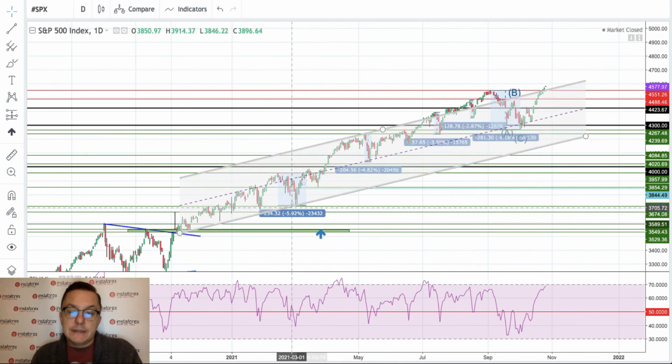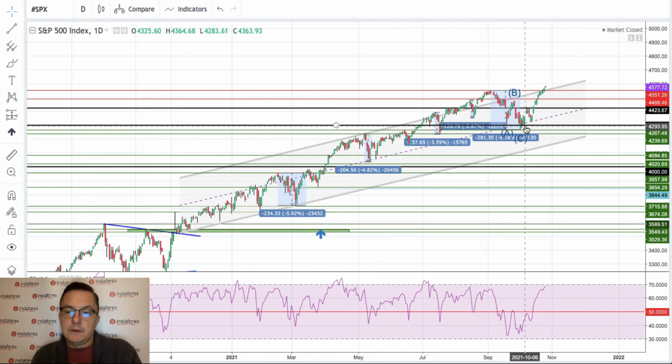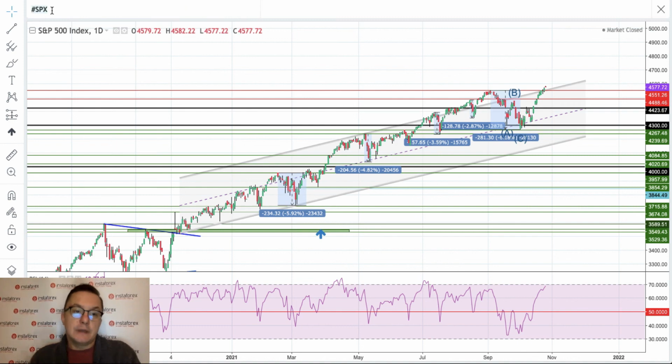We're still moving inside of this channel. Sometimes we are out, but we've never been below the middle of the channel for a longer period of time, right? Every time we just hit the middle line of the channel, we are being bought back up, and then as you can see, a new all-time high is being made. So the S&P 500 is going up.